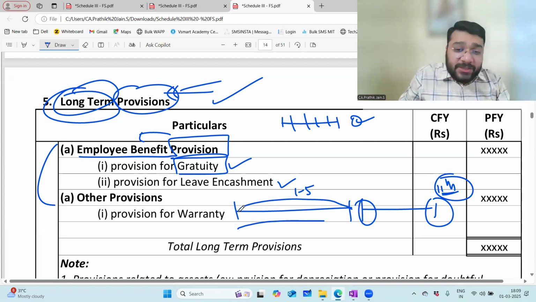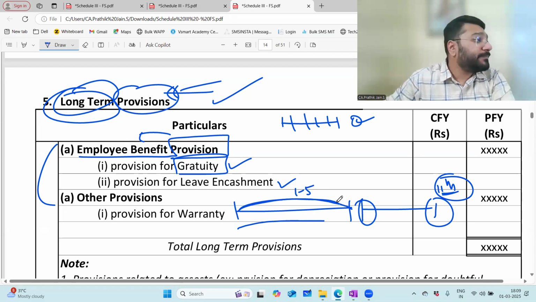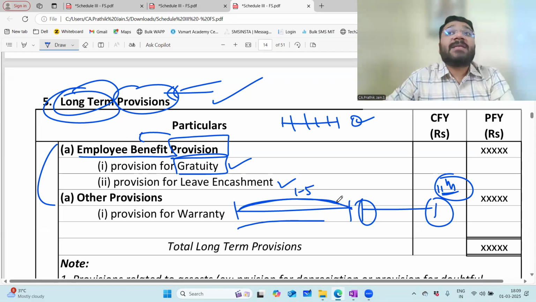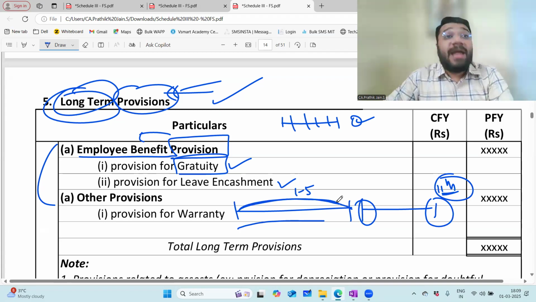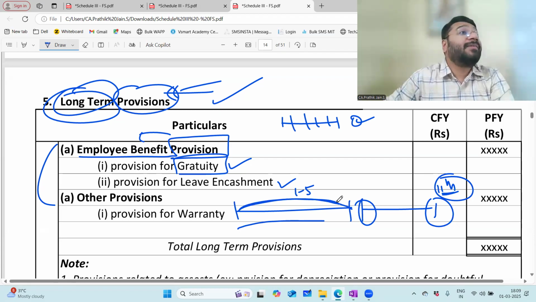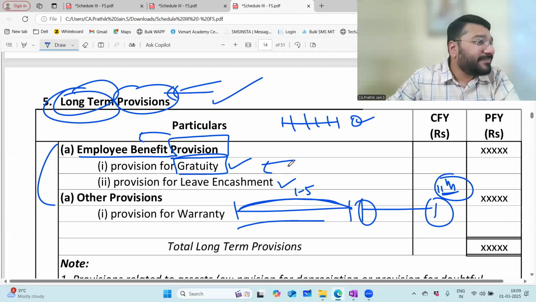Now, in the first 5 years, am I supposed to create any provision for gratuity? Am I supposed to create the provision for gratuity? Yes. Because you believe that this employee will stay in your company for 5 years, you will start calculating the provision right from year 1. So we have a separate accounting standard governing this. At that time I'll discuss this in depth.